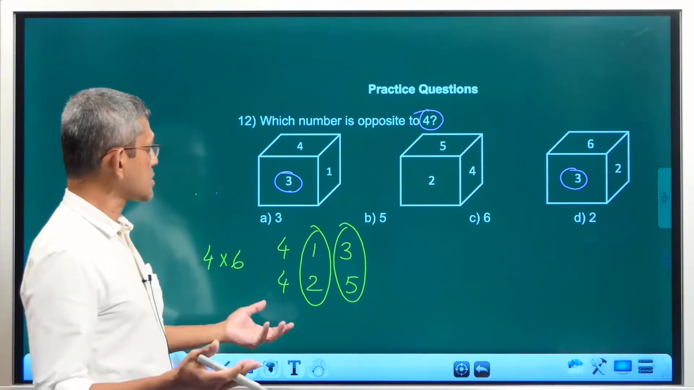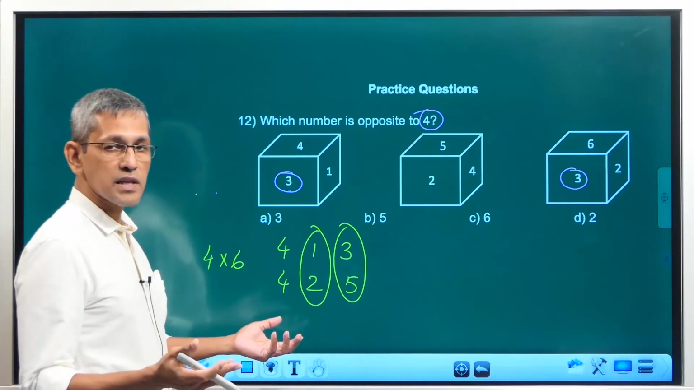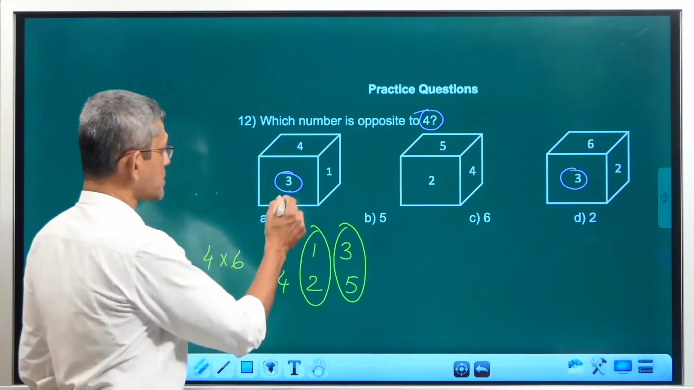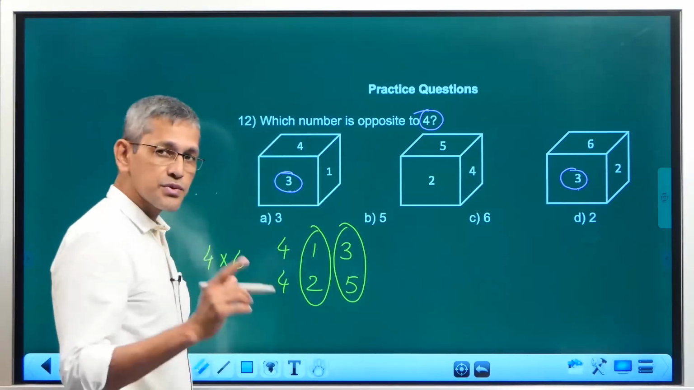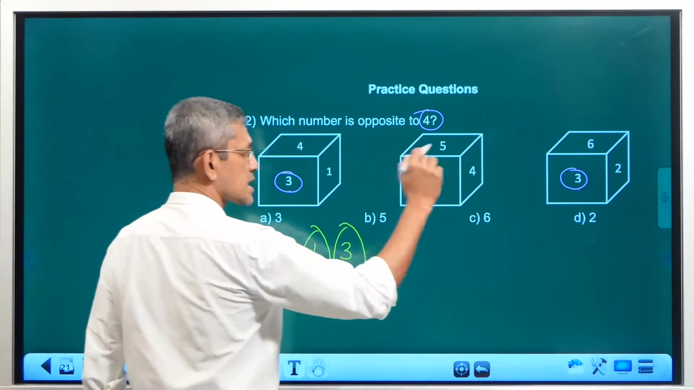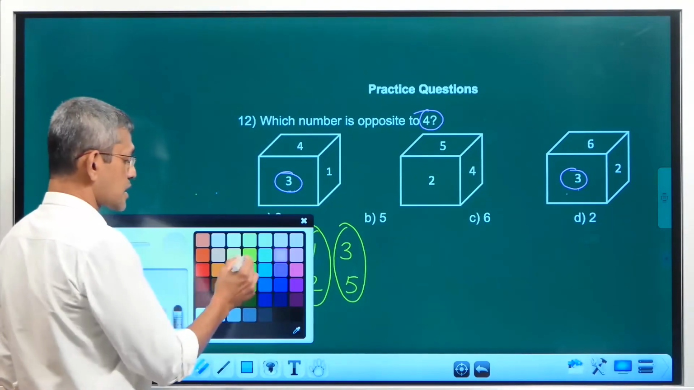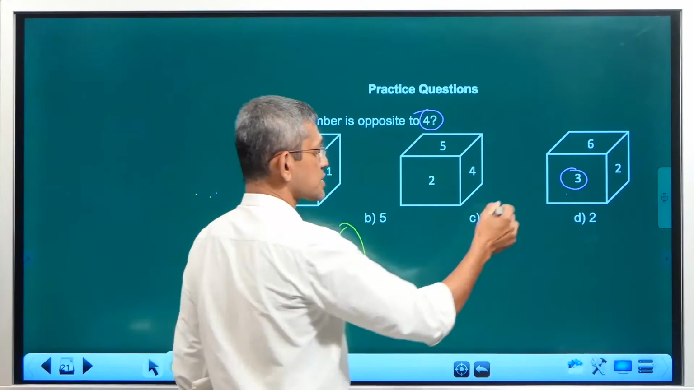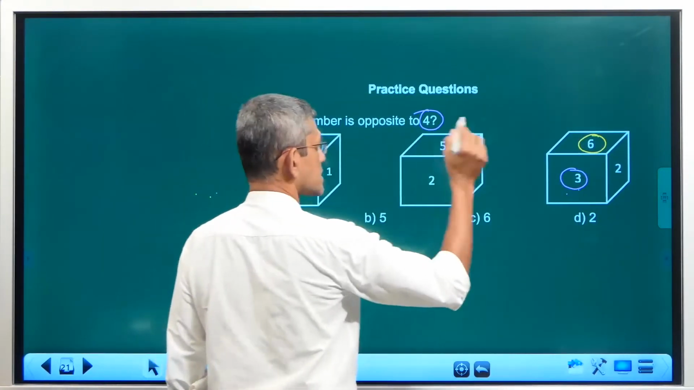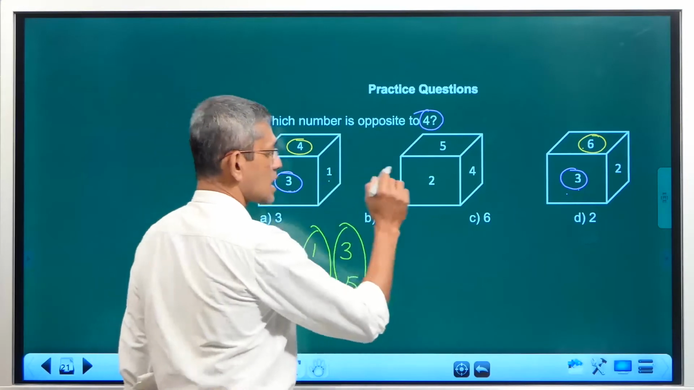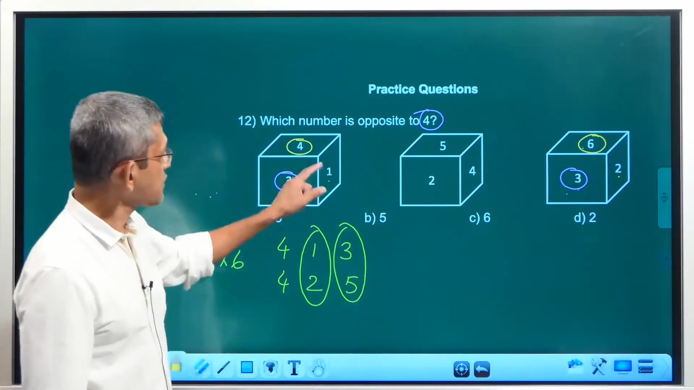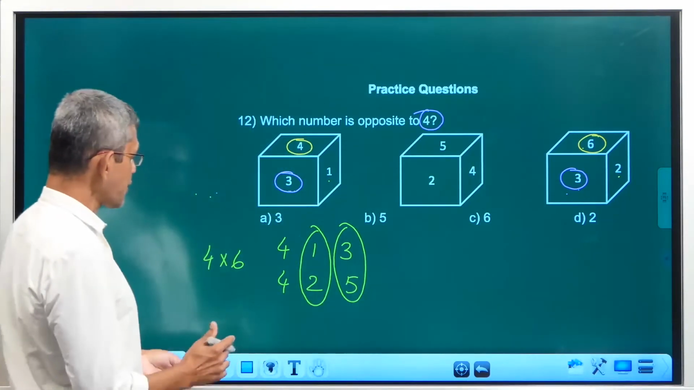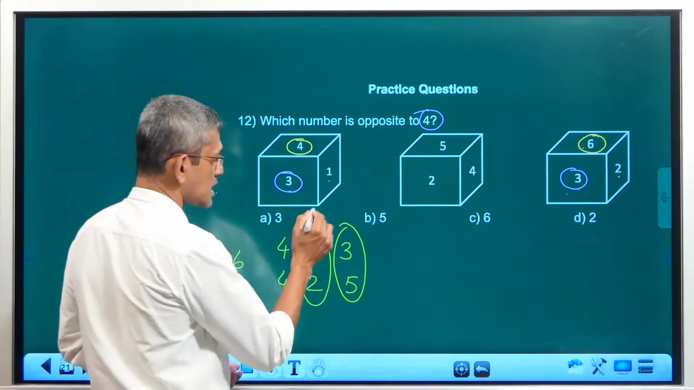Right? But that is not really useful for us. What we need is the number which is opposite to 4. So we apply rule number 2 here. If one common number is exactly at the same position, then the other numbers which appear at the corresponding positions must be opposite. So 4 and 6 must be opposite, and 1 and 2 must be opposite. What we are looking for is the number opposite to 4, and that is 6. Done.